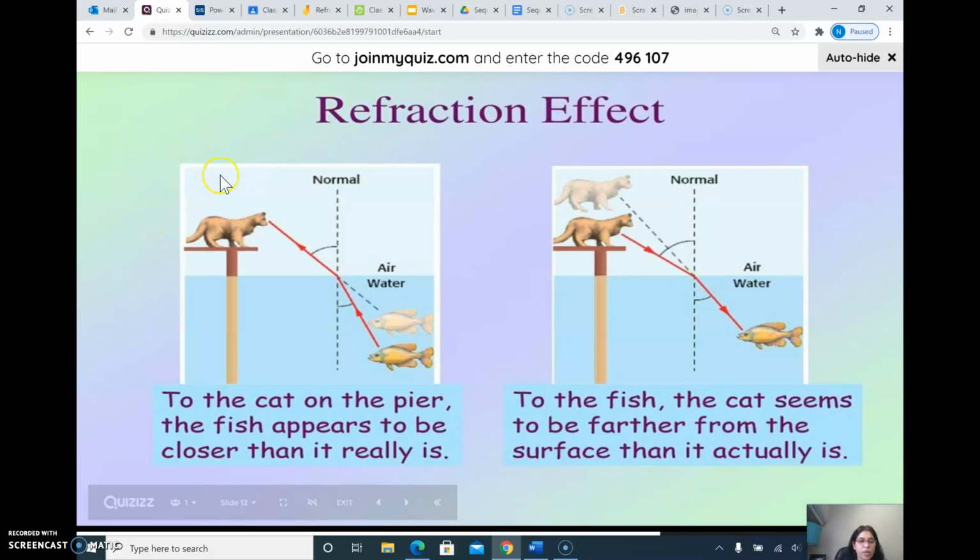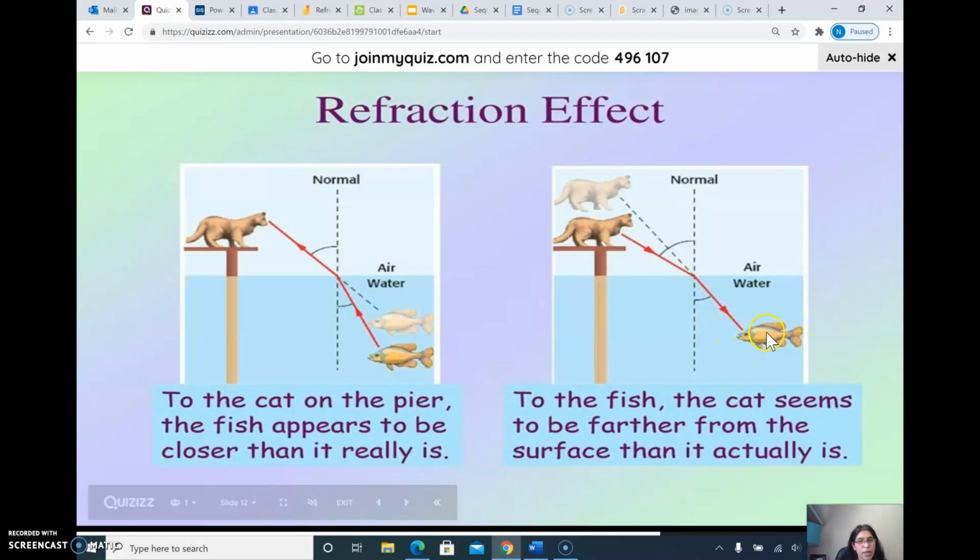Now you can see from here, the cat is sitting on the pile. So the cat is looking at the fish, right? It's here, but it seems like it's here. So the cat is thinking the fish is very close to the water surface, but it's not, because of refraction.